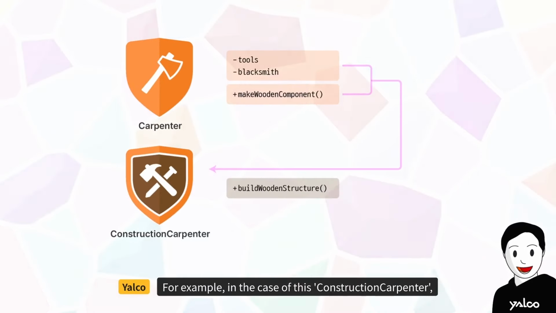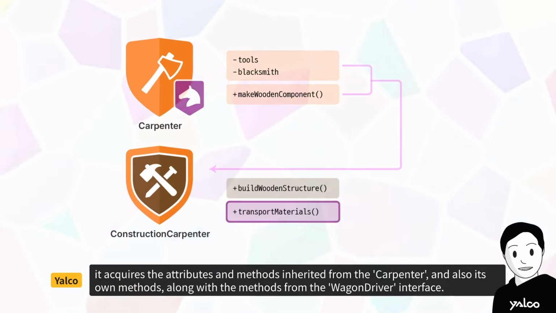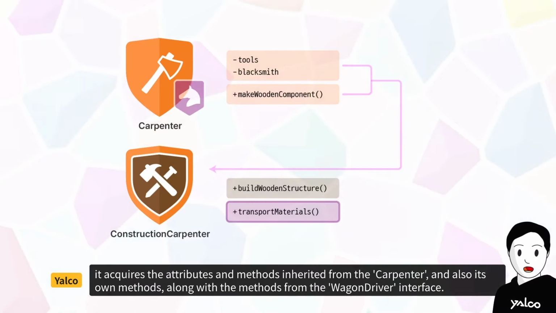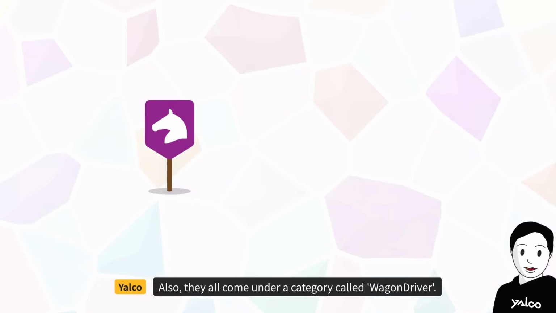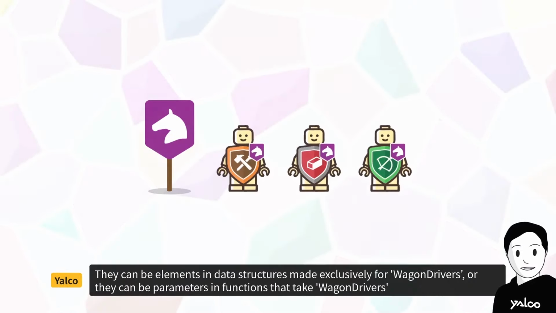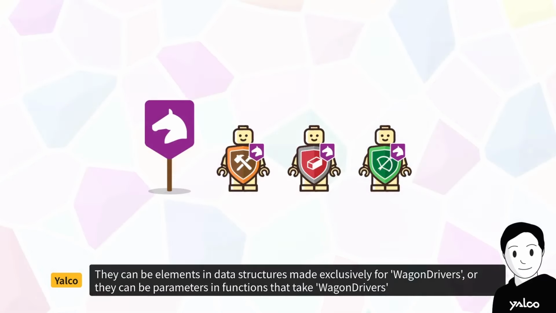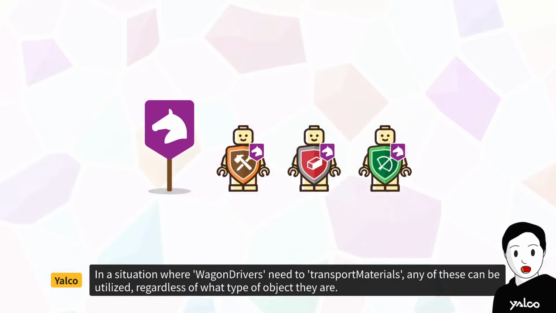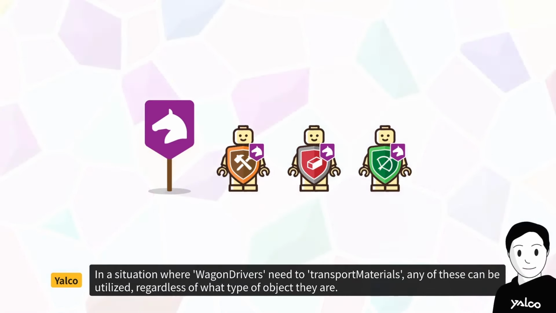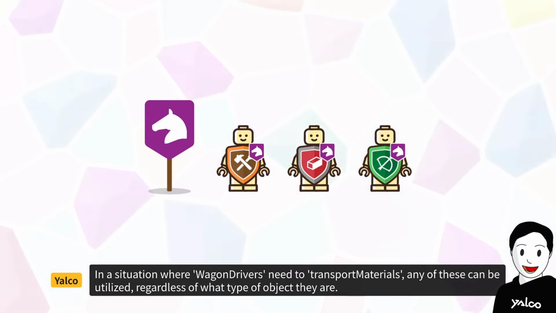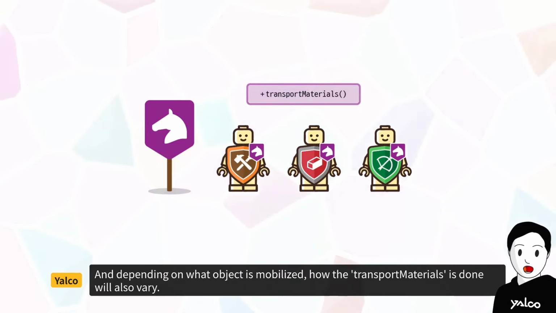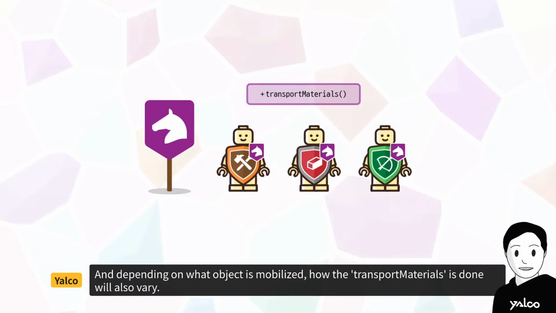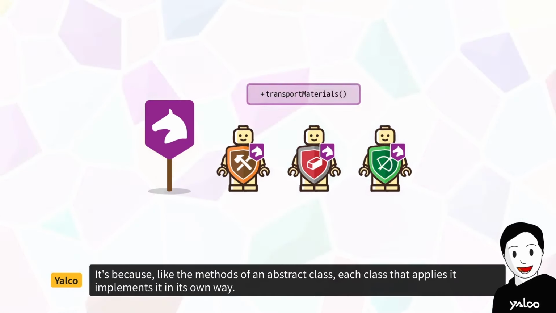For example, in the case of this construction carpenter, it acquires the attributes and methods inherited from the carpenter and also its own methods, along with the methods from the Wagon Driver interface. Also, they all come under a category called Wagon Driver. They can be elements in data structures made exclusively for wagon drivers, or they can be parameters in functions that take wagon drivers. In a situation where wagon drivers need to transport materials, any of these can be utilized, regardless of what type of object they are. And depending on what object is mobilized, how the transport materials is done will also vary. It's because, like the methods of an abstract class, each class that applies it implements it in its own way.